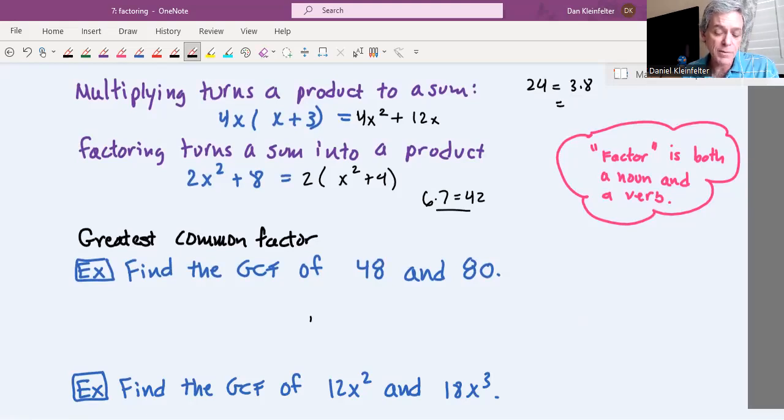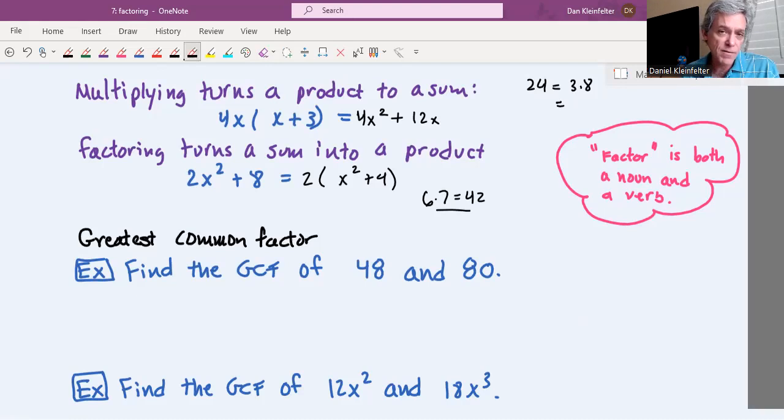Taking a look at our example below, we have 48 and 80, and you could think about, well, there are some factors or numbers that divide into both of those. 48 and 80 are both divisible by 2. 48 and 80 are both divisible by 4. 48 and 80 are both divisible by 8. Out of all those different factors that they have in common, which is the greatest? That's the greatest common factor. So for 48 and 80, their greatest common factor is going to be 8.